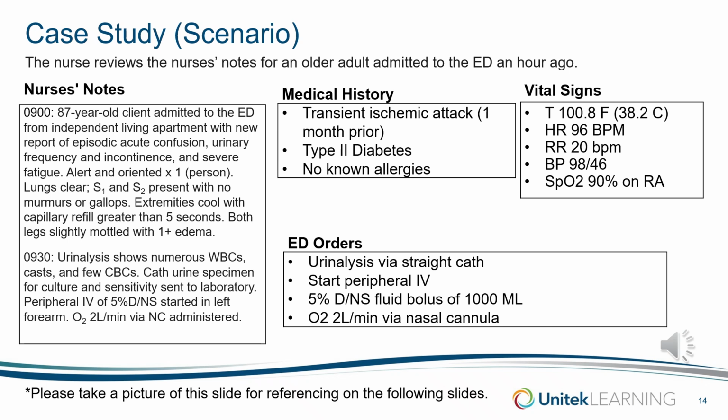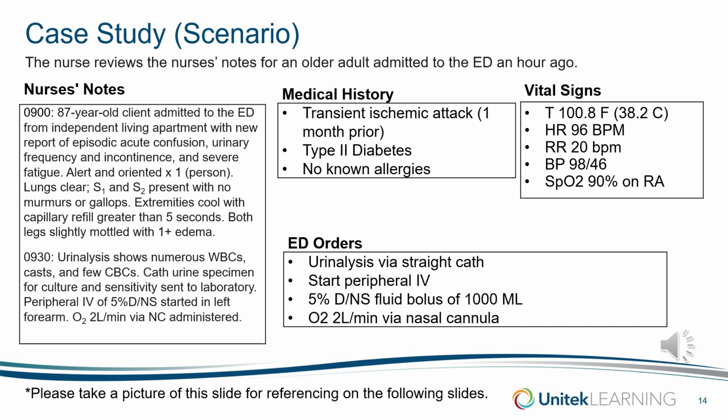In this scenario, you are presented with an 87-year-old client who has been admitted to the emergency department from an independent living home with a new report of episodic acute confusion, urinary frequency and incontinence, and severe fatigue. The patient is alert and oriented ×1, lungs are clear, S1 and S2 are present with no murmurs or gallops, extremities cool with capillary refill greater than 5 seconds. Both legs are slightly mottled with edema at a +1.